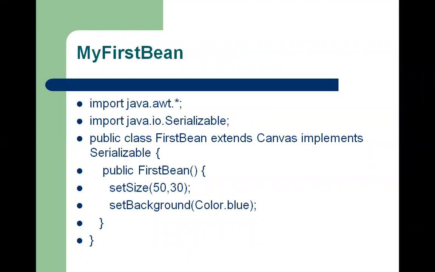So in the public class, FirstBean extends Canvas implements Serializable. We have been creating FirstBean, extending the Canvas class and implementing the Serializable interface. With the help of this, in the FirstBean constructor we set the size to 50 cross 30. We are just setting the size like this, 50 across 30. Then we are preparing a background color.